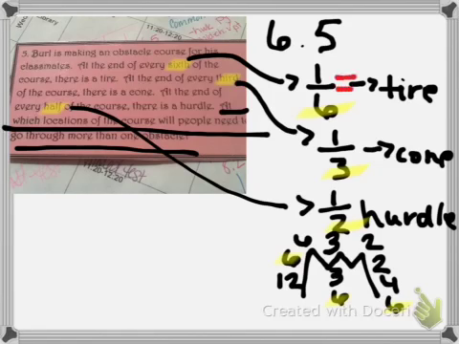So 1/6 is going to stay 1/6 for tires. At every 2/6, because they're going to multiply each by 2, there's going to be a cone. And at every 3/6, there's going to be a hurdle.